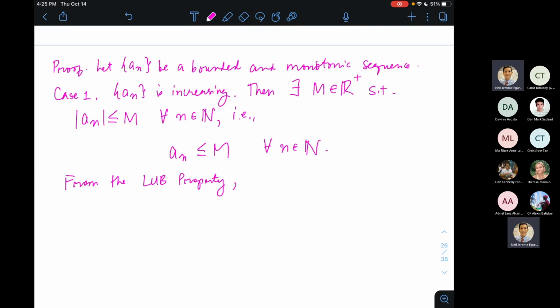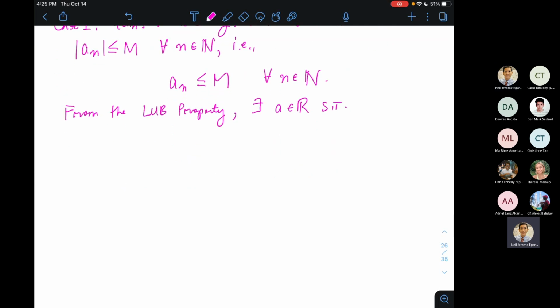Yes, that's right. The LUB property says that any non-empty subset of R that is bounded above will have a least upper bound, right? So therefore, this means that there exists a real number A such that A is equal to the supremum of the a sub n's, right? So it has an LUB, a least upper bound, and what we call that is the supremum, right? So let's say A is the supremum. Now my claim is that a sub n converges to the supremum A. And that is what I want to show here.